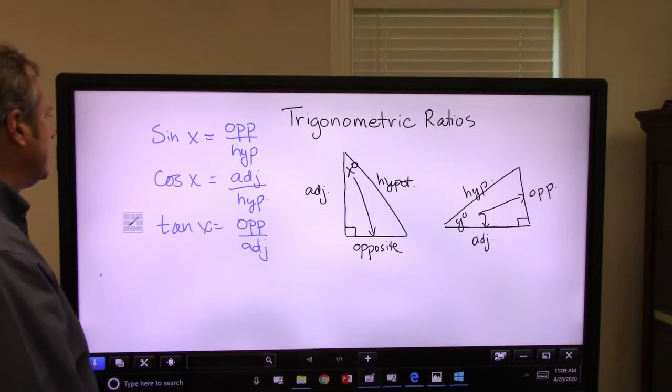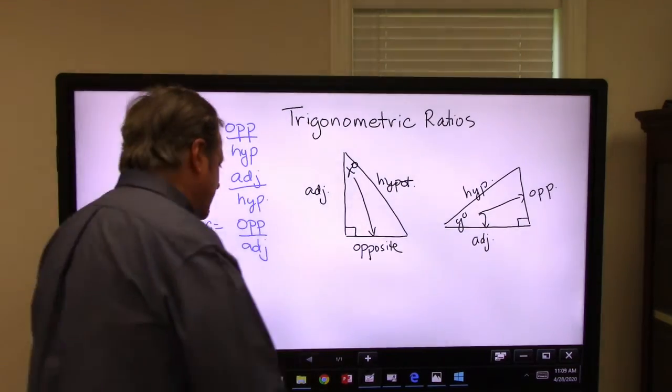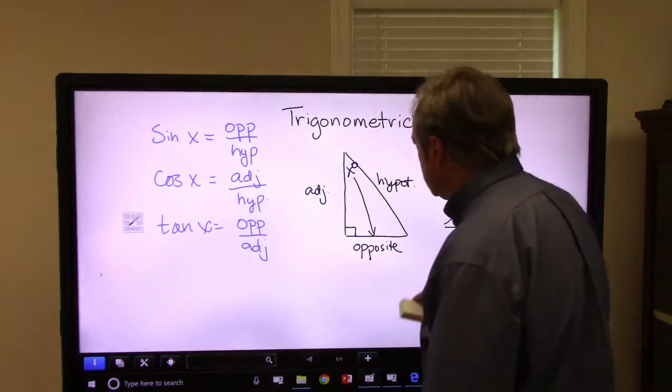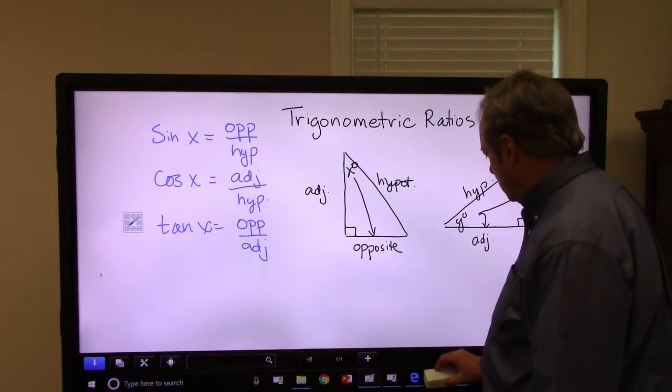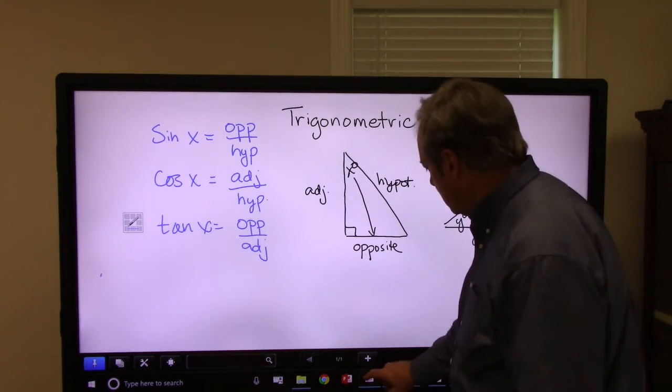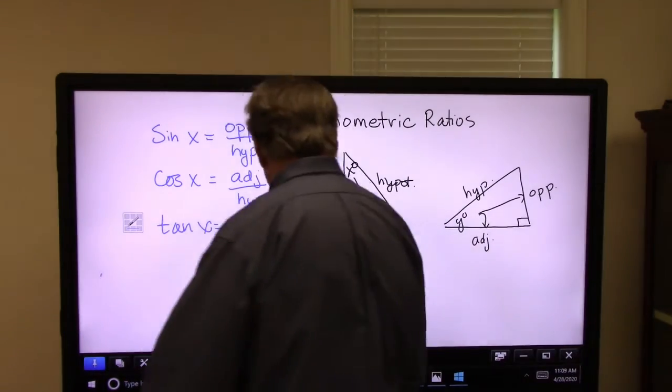Now let's see, what do I want to do here? All right, what I want to do is I want to erase these two. No, I'm going to create a new page because I may want to come back to that. Let's see, how do I go to the next page? Here we go.